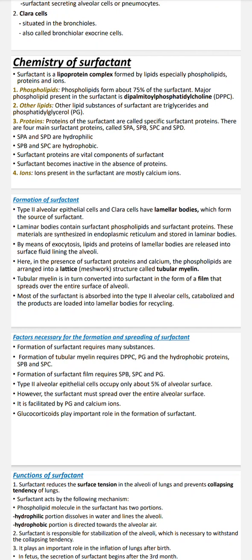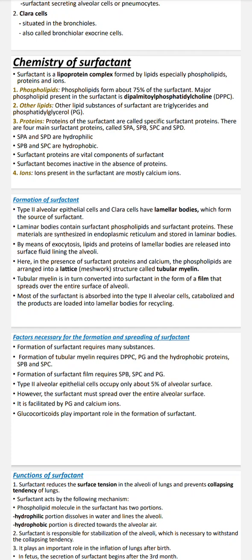In the presence of surfactant protein and calcium, the phospholipids are arranged in a mesh structure called tubular myelin. The tubular myelin is in turn converted into a surfactant in the form of a film that spreads over the entire surface of alveoli. Most of the surfactant is absorbed into the type 2 alveolar cells, catabolized, and the products are loaded into the lamellar bodies for recycling.